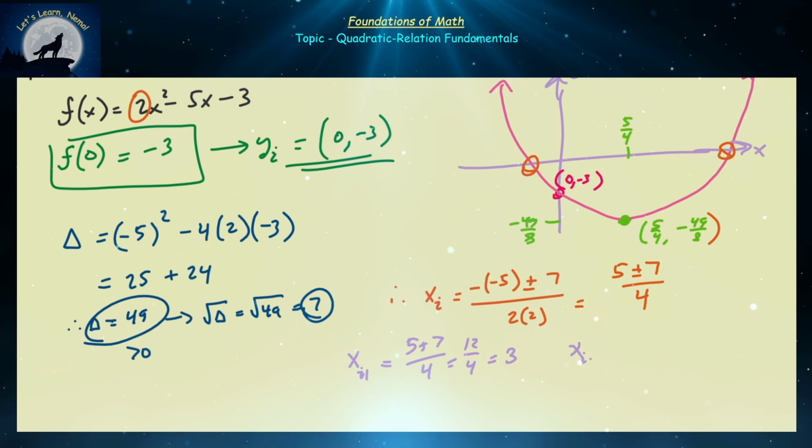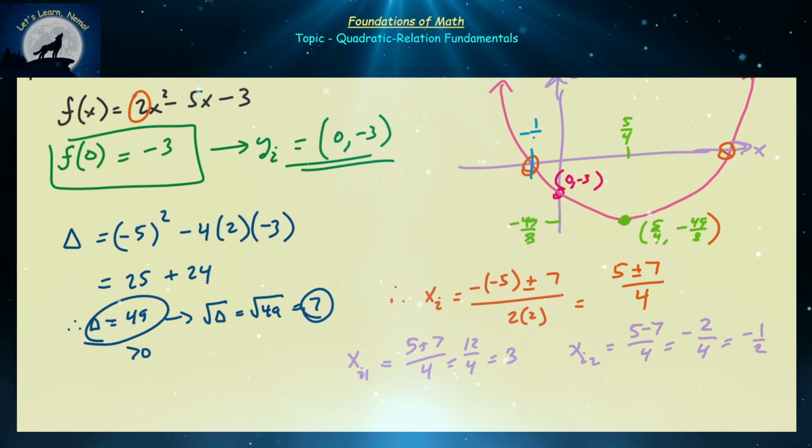And our second x-intercept, which I'll call xi2, will be (5 minus 7) over 4, which will be equal to minus 2 all over 4, which is equal to minus 1/2. So we can include those into our graph. That's going to be x equal to minus 1/2, and the other point is x equal to 3. Minus 1/2 obviously is less than 0, and 3 obviously is greater than 1.25, i.e. 5/4. So our sketch so far is up to par.